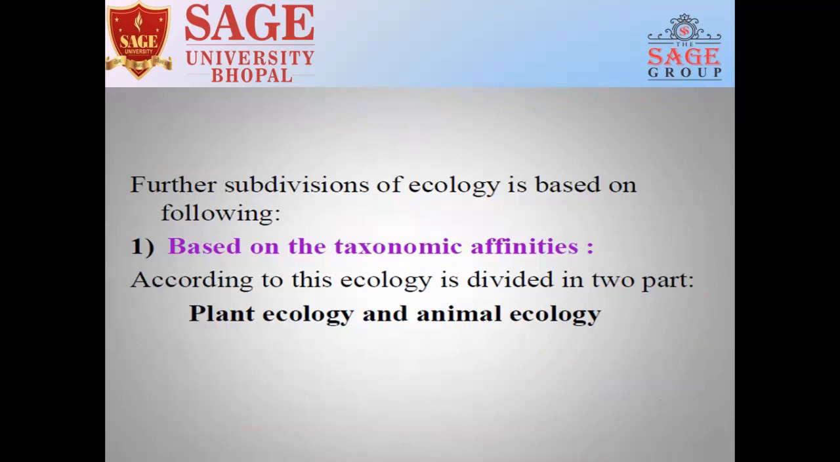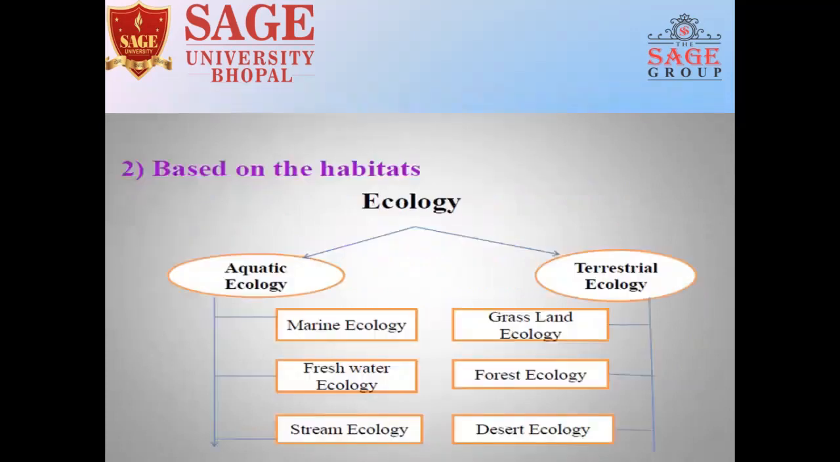Further subdivision of ecology is based on the following. First is based on taxonomic affinities. According to this, ecology is divided into two parts, plant ecology and animal ecology. Based on the habitats, ecology is classified as aquatic ecology and terrestrial ecology. In aquatic ecology, further classification is marine ecology, freshwater ecology, stream ecology. In terrestrial ecology, the classification is grassland ecology, forest ecology, and desert ecology.